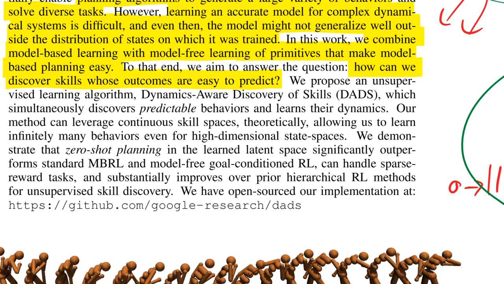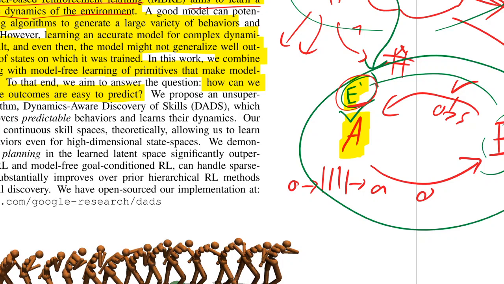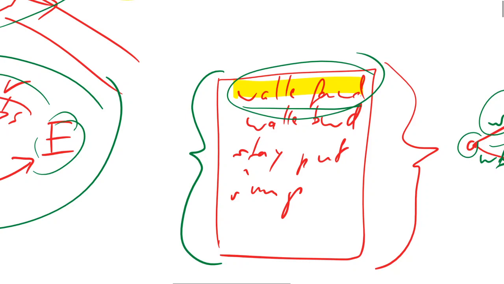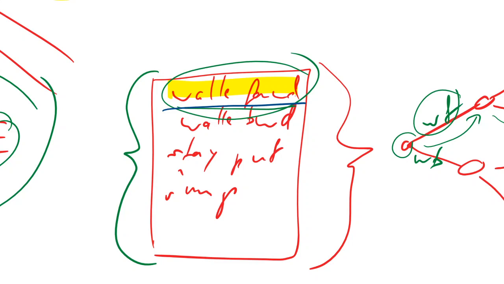And this is how they counteract this notion here, that if your environment model is crap, then it can't be used for planning. You'll just make it worse. So what they say is that these skills that we will learn, we will learn them in a way that makes them easy to predict. So it makes it easy to predict what will happen after I do them.